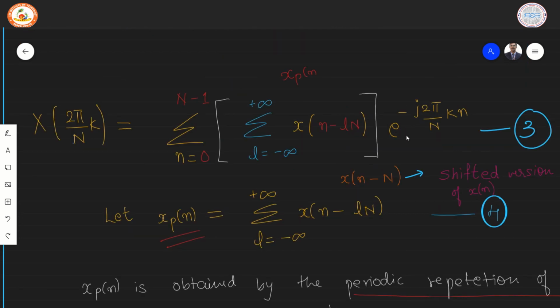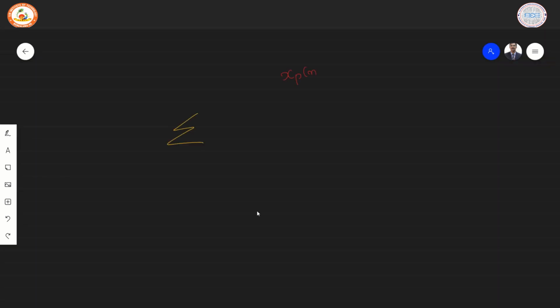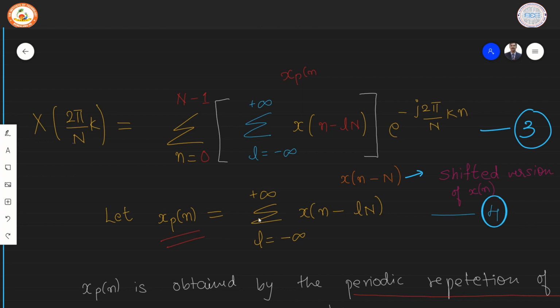Now inserting these values in the previous equation 2, we can observe that the exponent here simplifies, and this is what we get. Now the quantity inside the bracket can be given a name. We call it xp of n. Now this formula says that xp of n is a summation of the term x of n minus ln. So n minus ln indicates a shifted version of x of n. So we are considering many shifted versions of the signal x of n, adding them up together, and that signal is called xp of n.